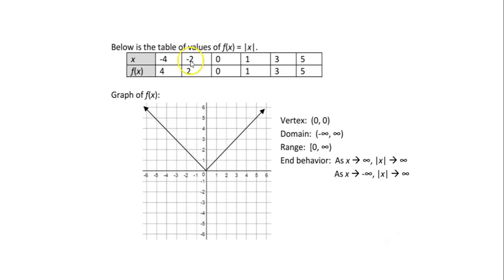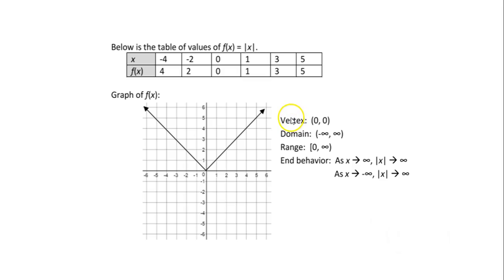If we plug in -4 for the absolute value, we get out +4. So the absolute value of -4 is +4, absolute value of -2 is +2, absolute value of 0 is 0, absolute value of +1 is +1, +3 is +3, so on and so forth. If you create all of these points, you're going to get this graph. This is the graph of the absolute value function.